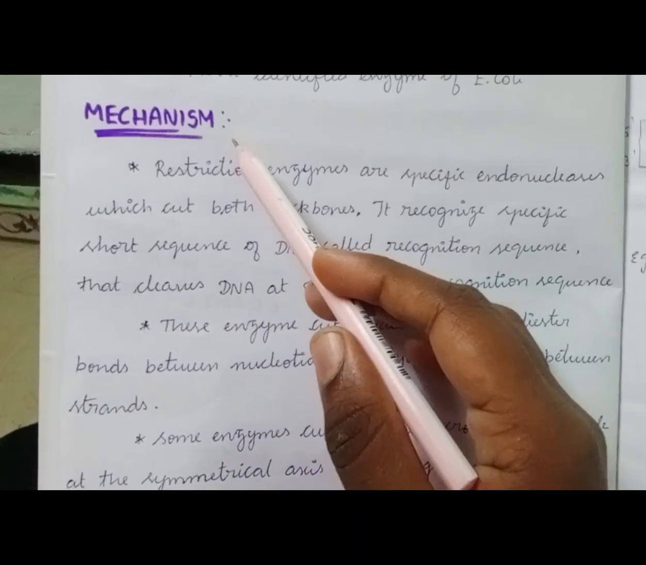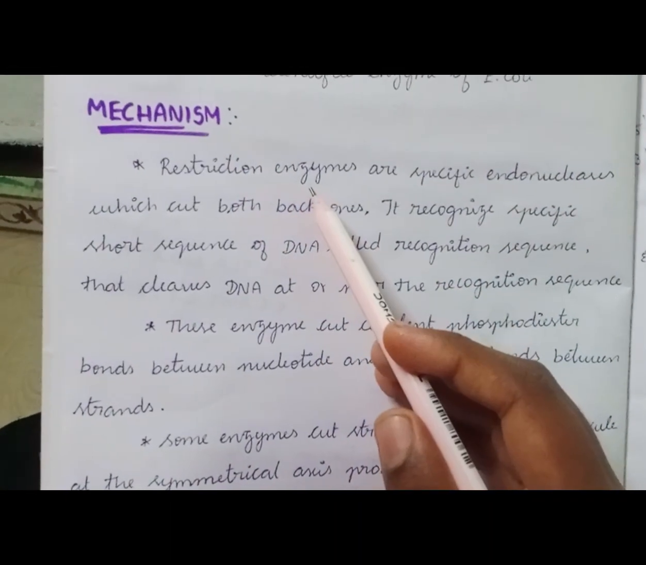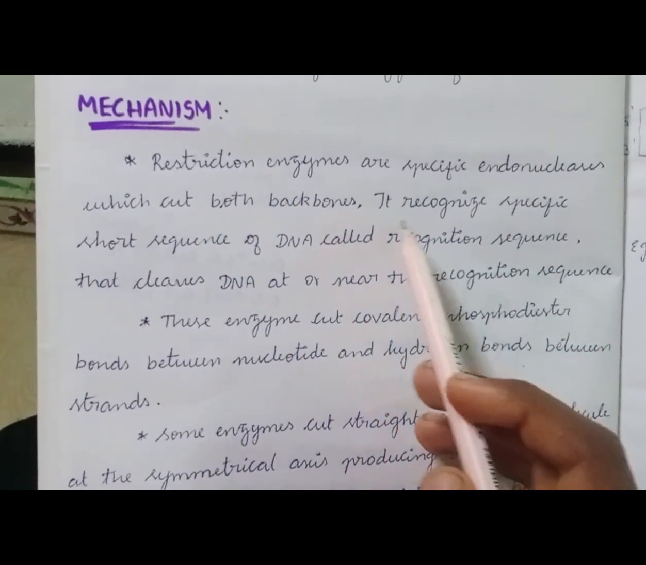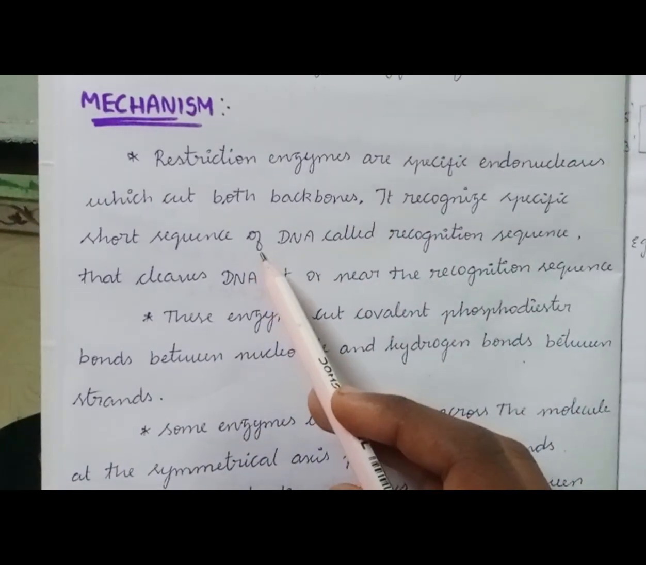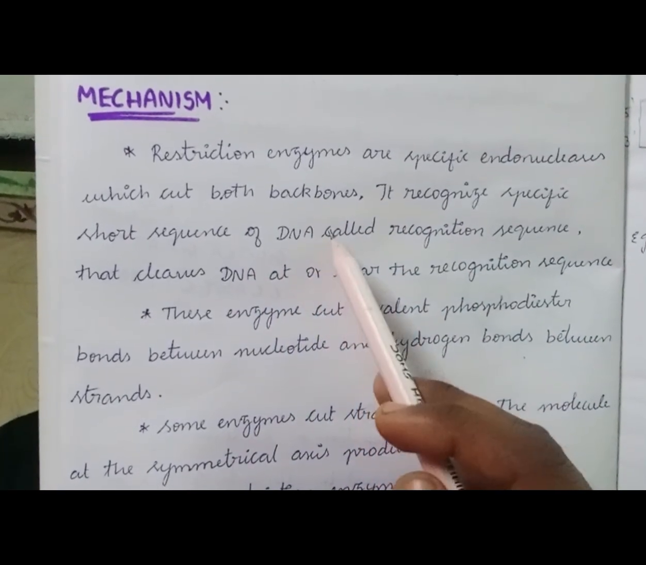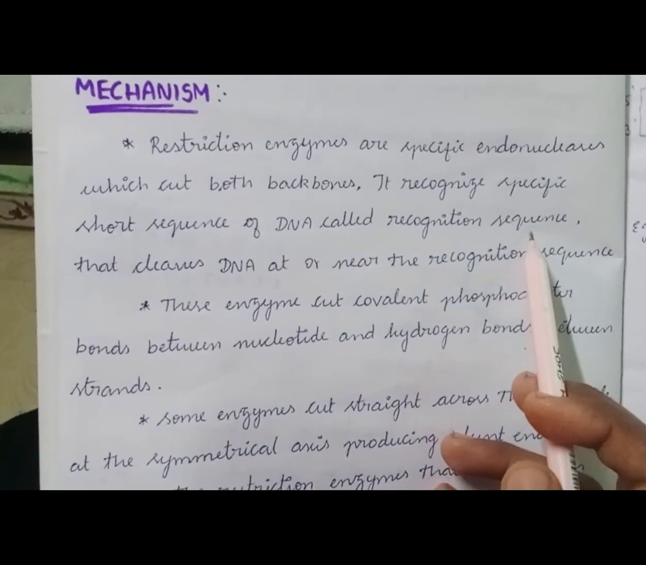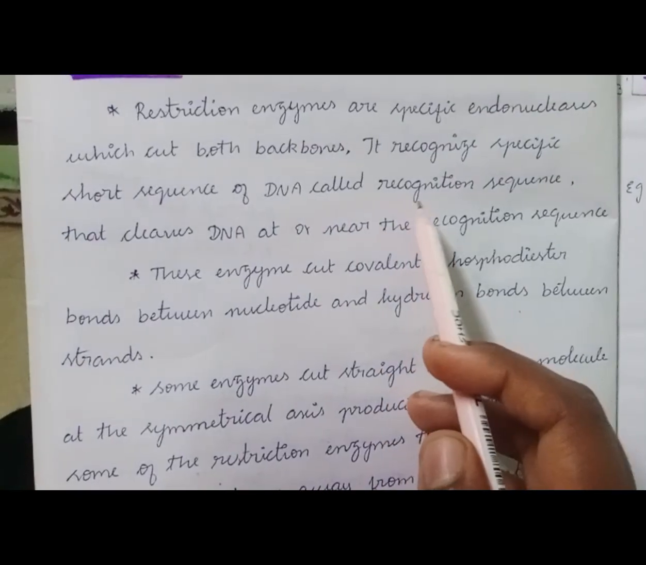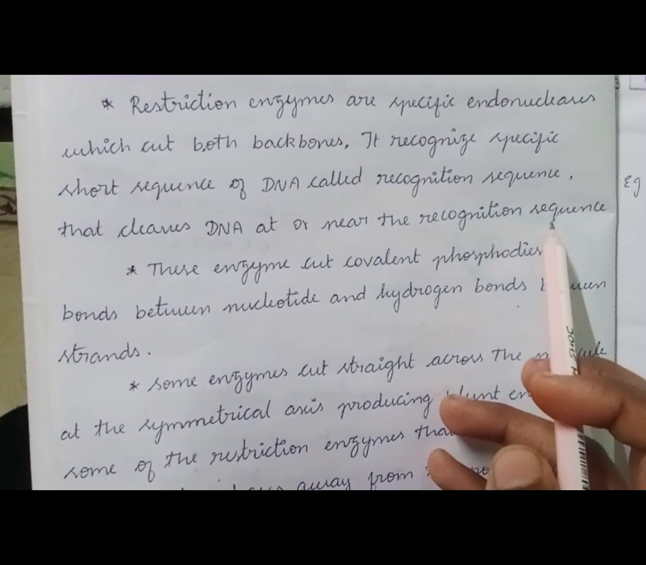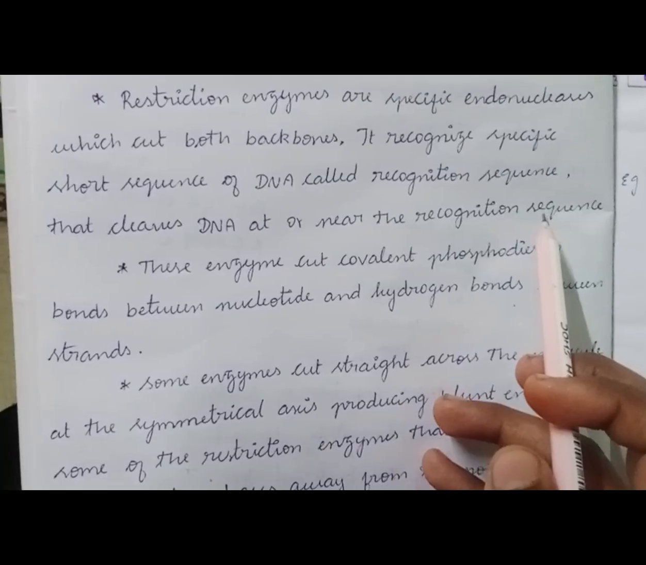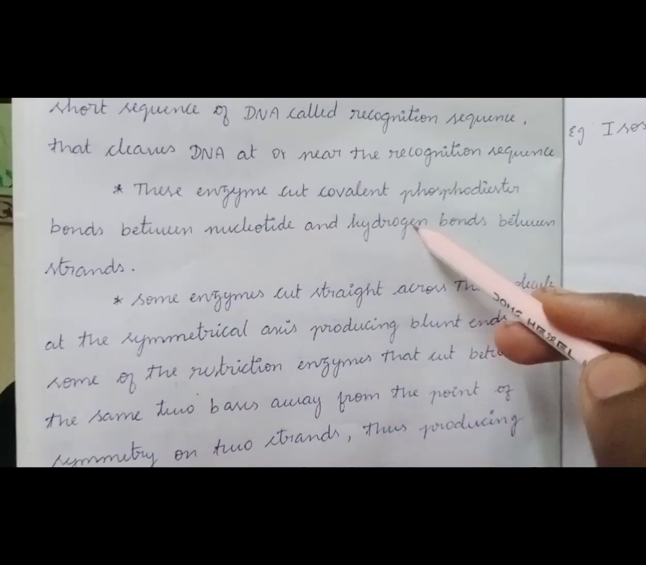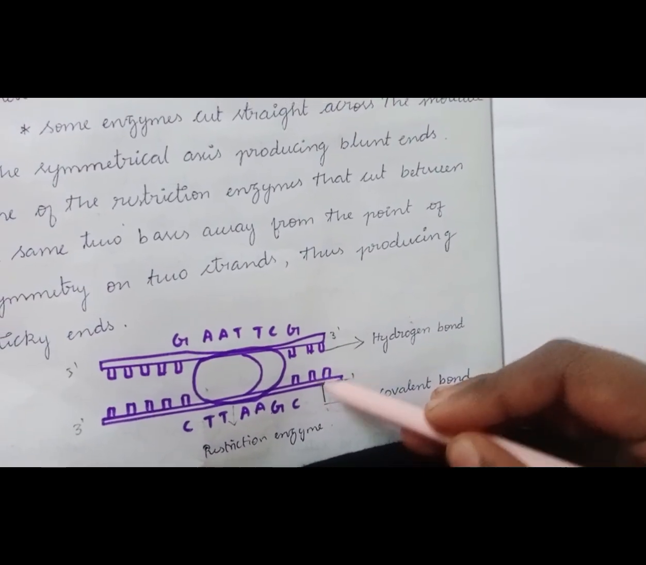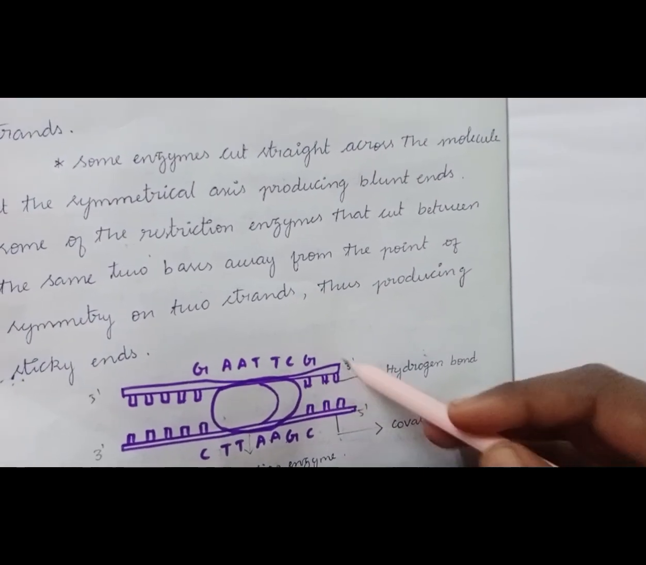Now let's see the mechanism of the restriction enzyme. Restriction enzymes are specific endonucleases which cut both backbones of the DNA. They recognize a specific short sequence on the DNA called the recognition sequence, and cleave the DNA within the recognition sequence or away from it, depending on the type of restriction enzyme you are using. The enzyme cuts the covalent phosphodiester bond between the nucleotides and the hydrogen bonds between the strands.